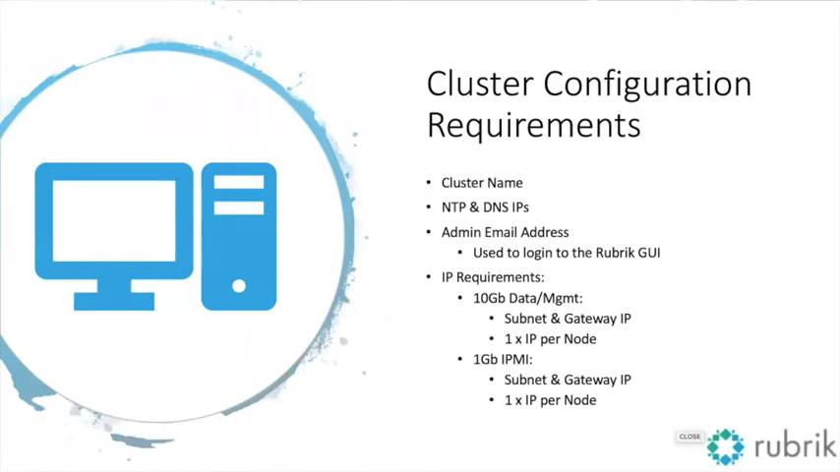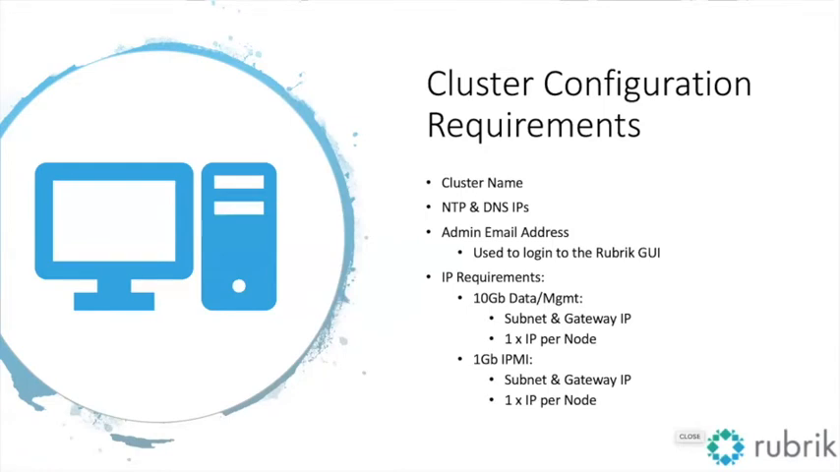Now we'll talk about the cluster configuration requirements. First, we do require a cluster name for each cluster. This is a unique identifier for a specific Rubrik cluster. An example is Rubrik 1, Rubrik - the site name, or any other naming convention that you may follow.